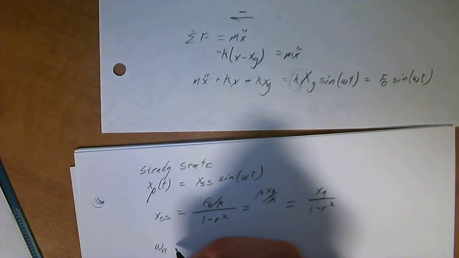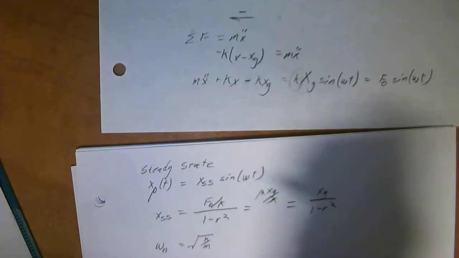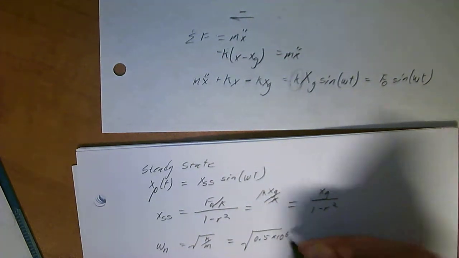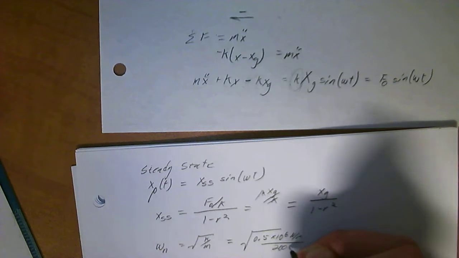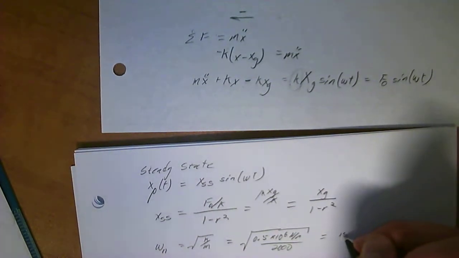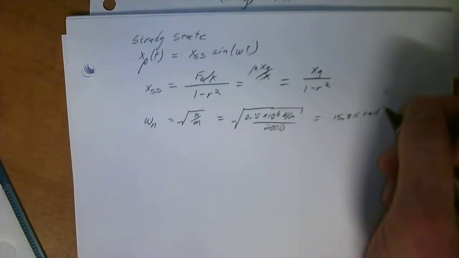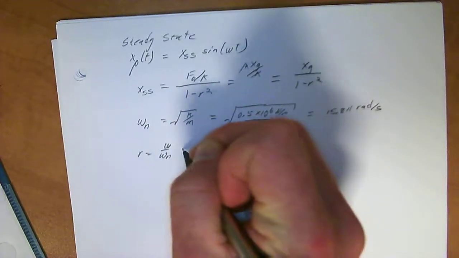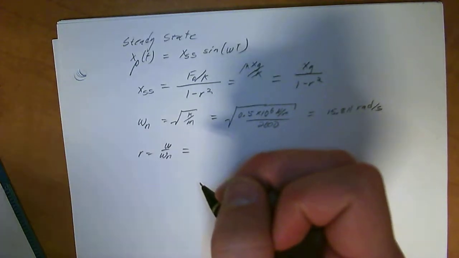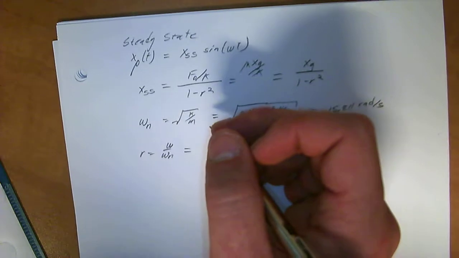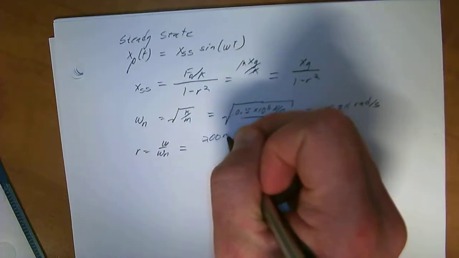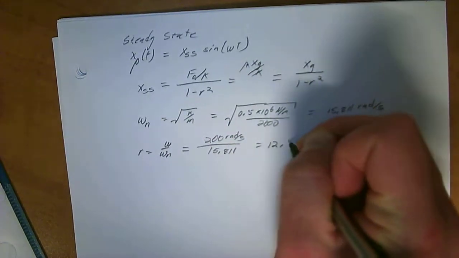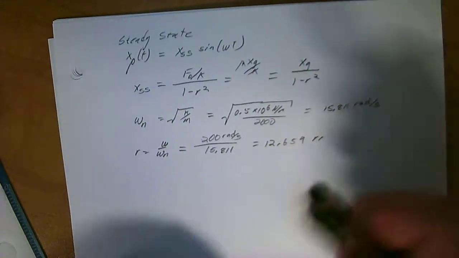Now we know that omega n is equal to the square root of K over M. And we know that this is equal to the square root of 0.5 times 10 to the 6 newtons per meter, all over 2,000. If you solve this out, you'll get 15.811 rads per second. So then r is equal to omega over omega n. Omega was given in this problem within the sine function as 200 radians per second. So 200 rad per second all over 15.811 will equal 12.659. Well, no, that's just a ratio, sorry. It has no units.